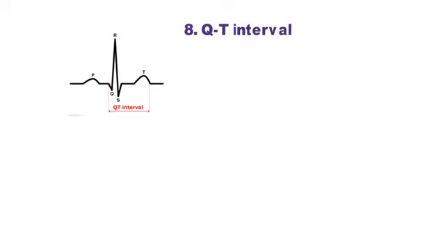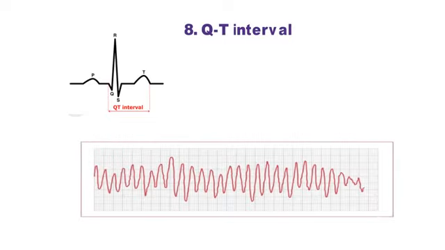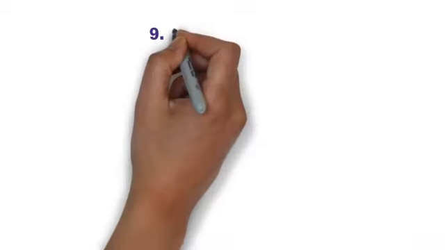Step 8, it is QT interval. It is from the start of Q wave to the end of T wave. As a rule of thumb, normal QT is less than half the preceding RR interval. An abnormally prolonged QT is associated with increased risk of ventricular arrhythmias, especially Torsades de Pointes.